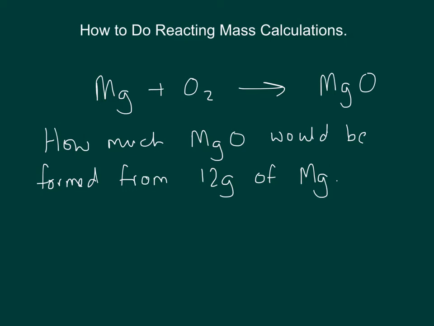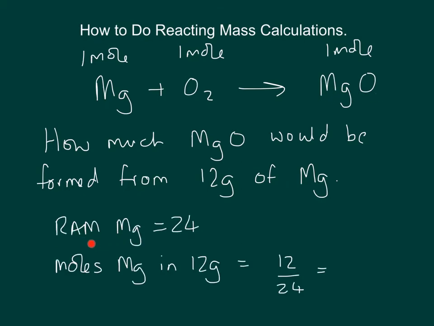The equation tells you that 1 mole of magnesium reacts with 1 mole of oxygen to produce 1 mole of magnesium oxide. So if we find out how many moles of magnesium there are in 12 grams of magnesium, then we know that we will form the same number of moles of magnesium oxide.